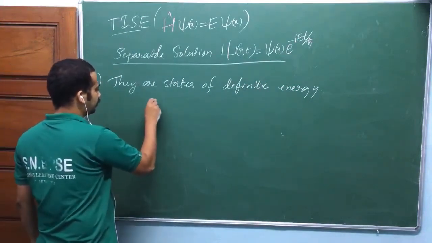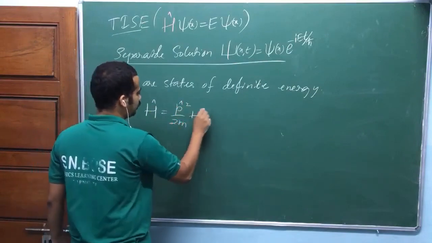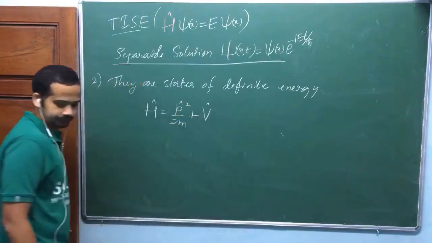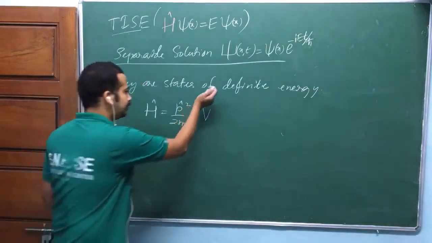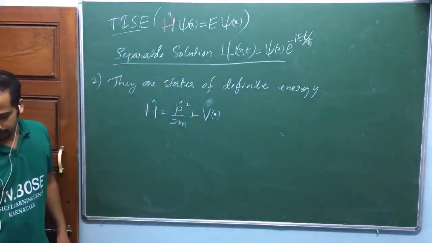Now, Hamiltonian operator, what do you write? P cap square by 2m plus V cap, am I right? Or I'll write V of x itself, because V of x cap is V of x itself.